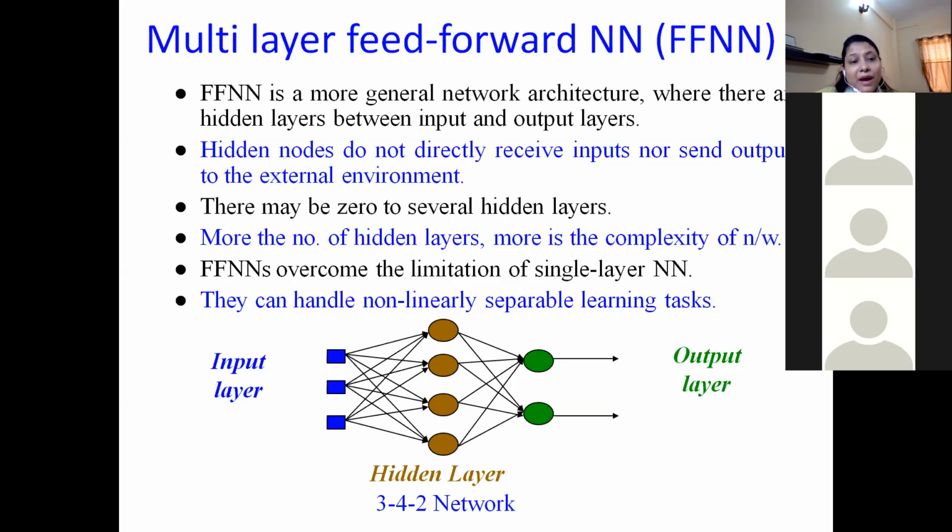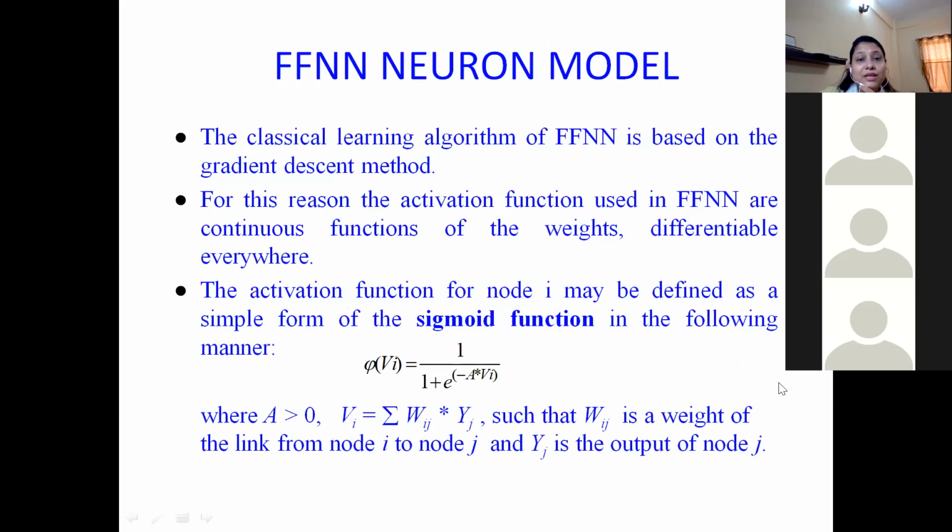So basically in this manner, FFNNs also overcome the limitation of a single layer neural network. They can handle non-linearly separable learning tasks very well. Now, the classical learning algorithm associated with this kind of neural model follows the gradient descent method. This is one beautiful method, which is going to be described in the next slide.